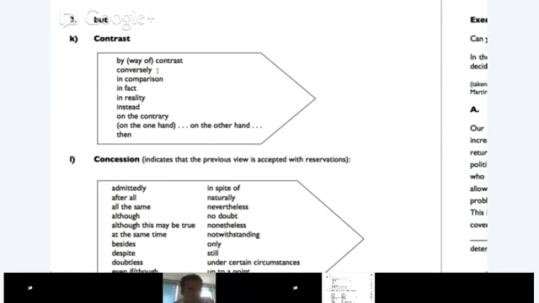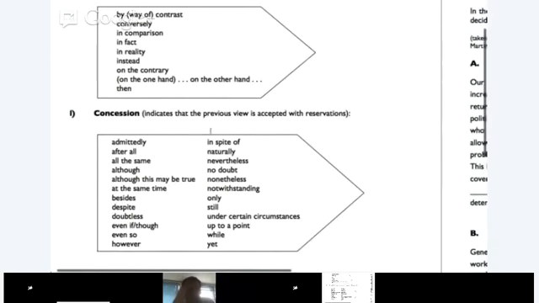Conversely, this comes from the word convert, so to change from one to another. Conversely, in comparison, in fact, in reality, instead, on the contrary. Okay, this is when you're directly presenting another opinion. On the one hand, on the other hand. These are used in pairs. Okay, on the one hand, she says she wants to travel, but on the other hand, she doesn't want to leave her job.